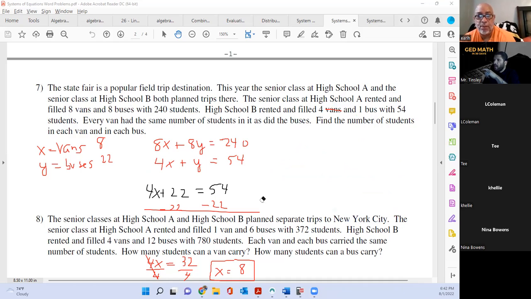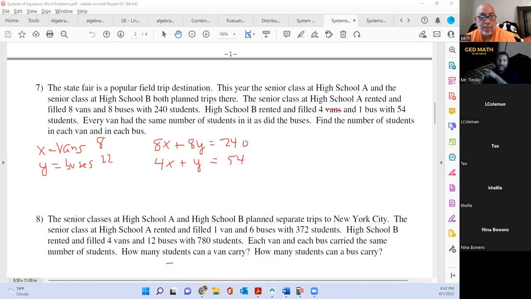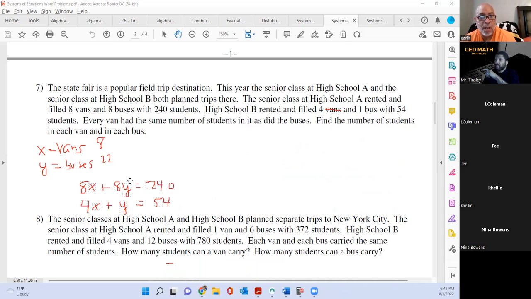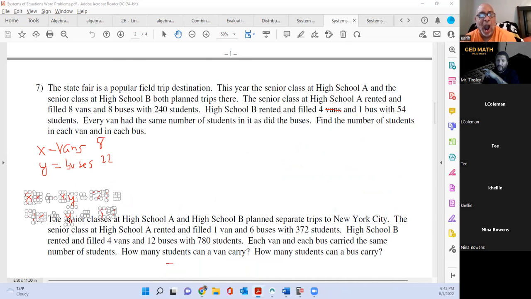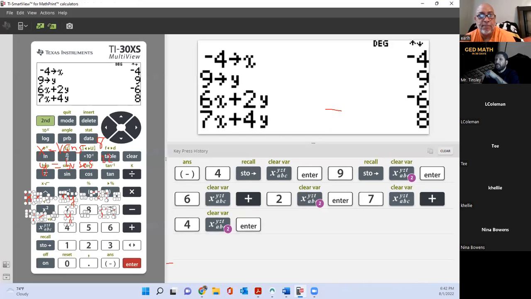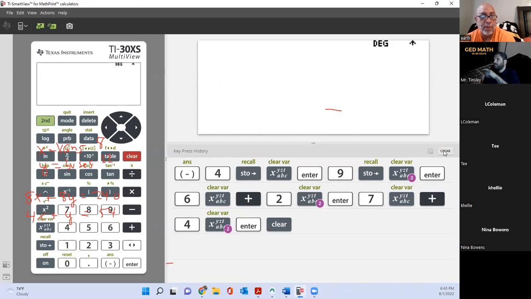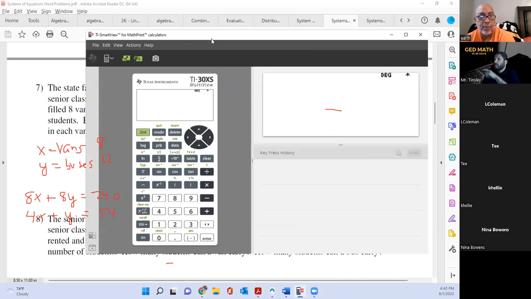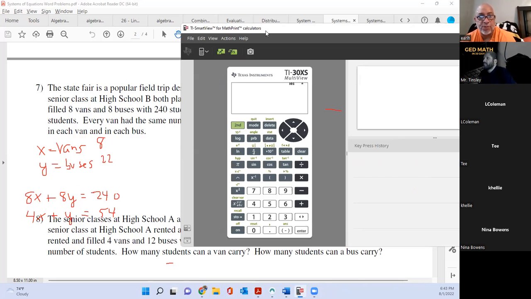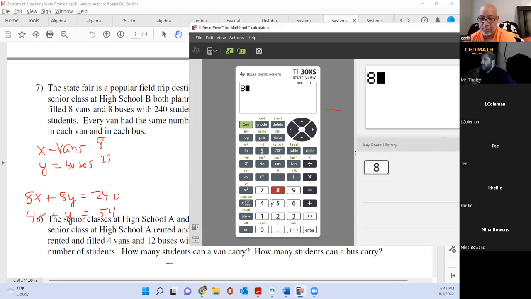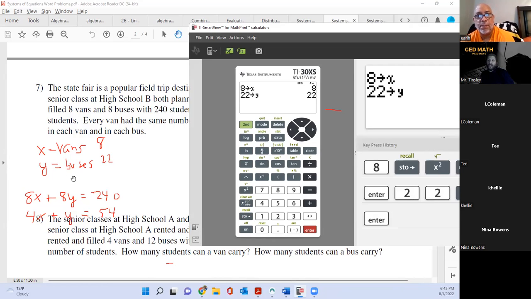Remember, a system of equations, when you solve it, should satisfy both equations. That's what's important about a system of equations. Let me move this over and grab my calculator. So my x is what again? 8. So 8 store x. And then what's my y? 22. 22 store y. I'm going to plug both equations in.